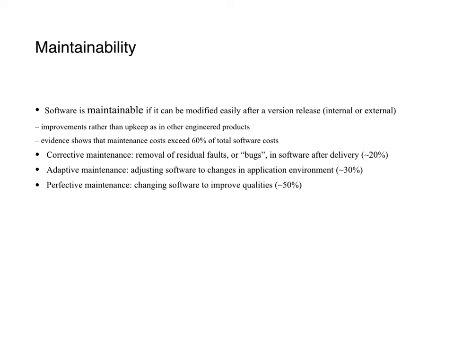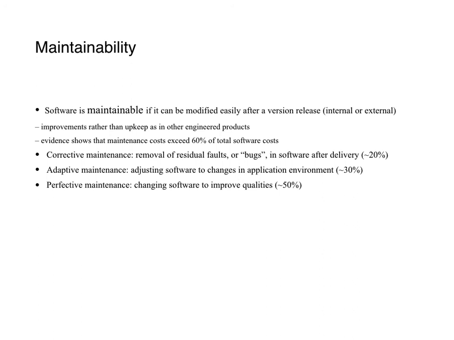And maintenance actually costs 60% of total software costs. We have learned this in chapter 1, right? So there are several types of maintenance: corrective maintenance, adaptive maintenance, perfective maintenance, and there is one more, preventive maintenance.